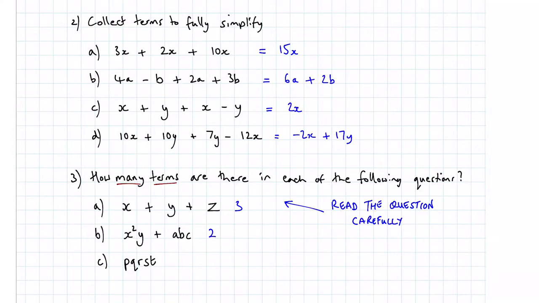And actually, it's a bit of a trick, that last one. You might think there are 5 terms, but there's no plus or minus signs. That makes this thing here, all of that is a term. So there is 1 term in that question.